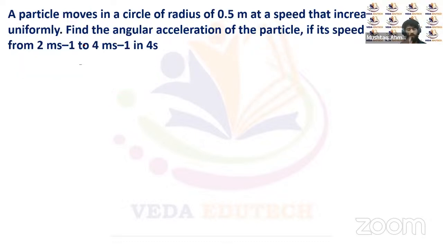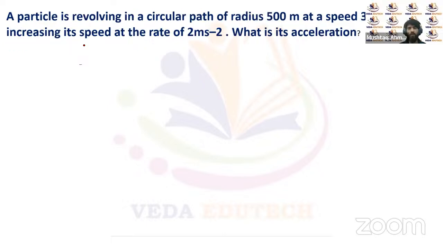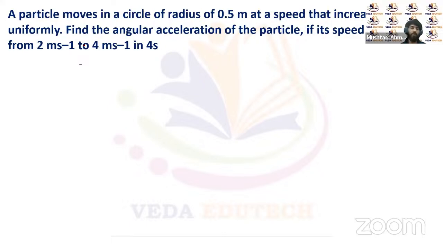Now, talking about the next question, a particle moves in a circle of radius 0.5 meter at a speed that increases uniformly, right? Find the angular acceleration of the particle if its speed changes from 2 meter per second to 4 meter per second in 4 seconds. The radius of the circle in which the particle is moving is given as 0.5 meter. The speed increases uniformly, so it means that there is a tangential acceleration, right?